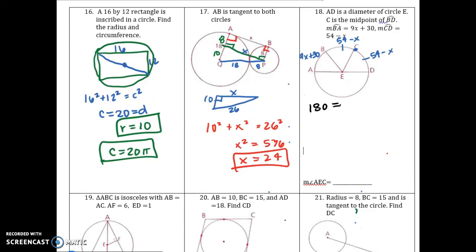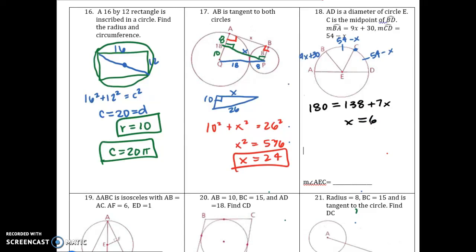So first let's add up 54, 54, and 30 to get 138. And then we have 9x minus x minus x, so that would be 7x. And then take away 138 from both sides of the equation, and then divide by 7, so your x is 6.